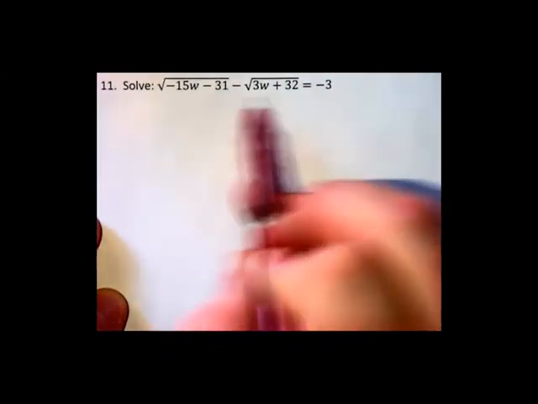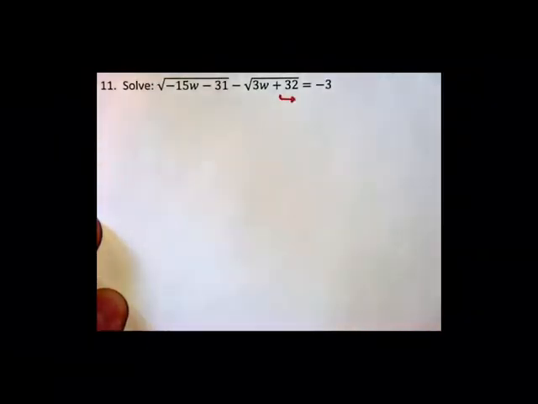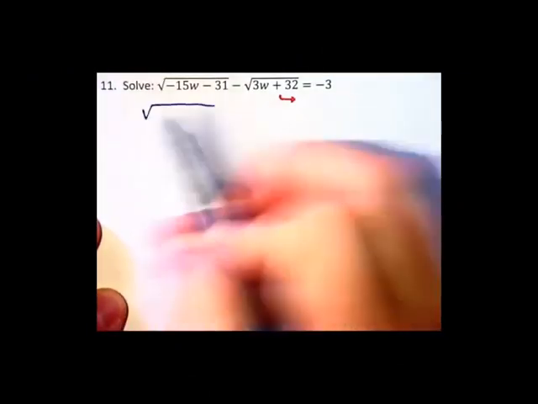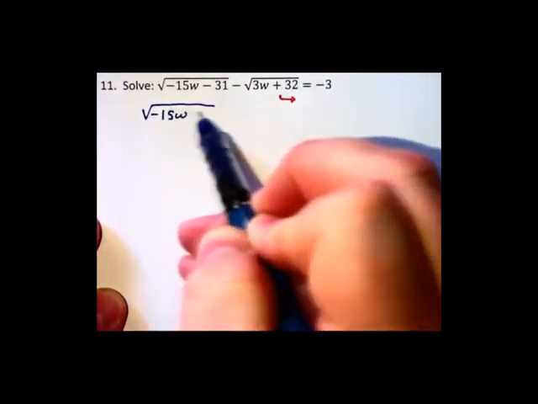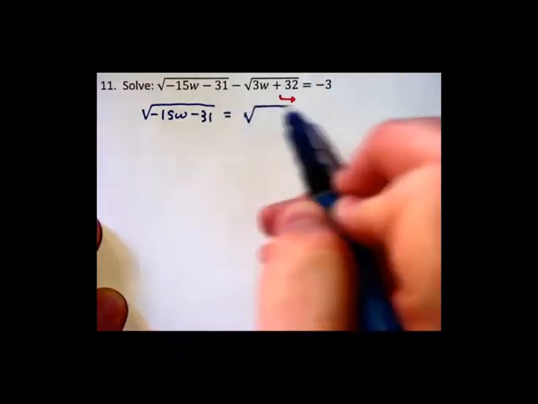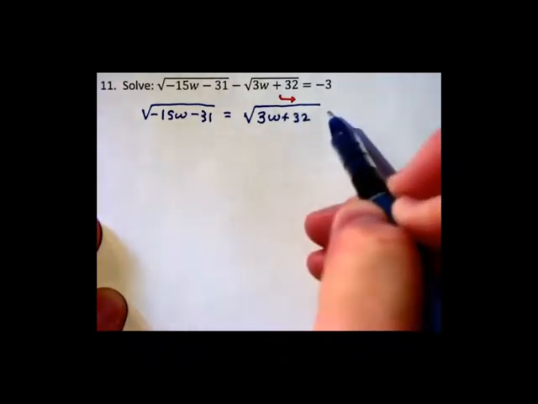Here we go. We are going to need to isolate one of the radicals, and I'd rather not have that negative in front of the second radical, so I'm going to add that to both sides and bring that to the right. The left side is going to be square root of negative 15w minus 31, and on the right I'm going to actually write this first, root 3w plus 32, then minus the 3.